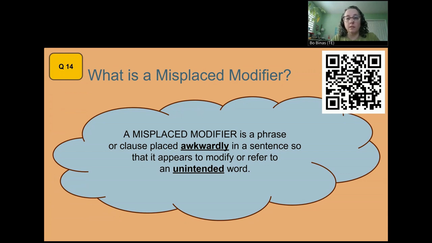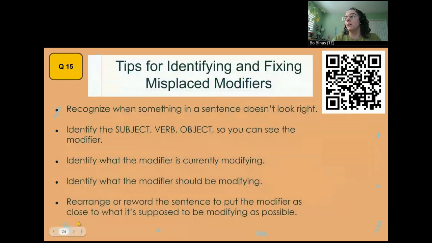Okay, so let's stop that and let's take a look at some tips for identifying and fixing misplaced modifiers. So let me activate this so you guys can click the button on the board after you select all of these tips in your quiz. Okay, and I'm going to talk about them as you select them in your quiz. First of all, you got to recognize when something in the sentence doesn't look right. Read sentences out loud. Okay, something will feel off about the sentence. You might not know what it is, but when you read it out loud, it might not roll off the tongue like it should. It just might feel off. Okay, and that's okay. And if it doesn't, that's okay too.